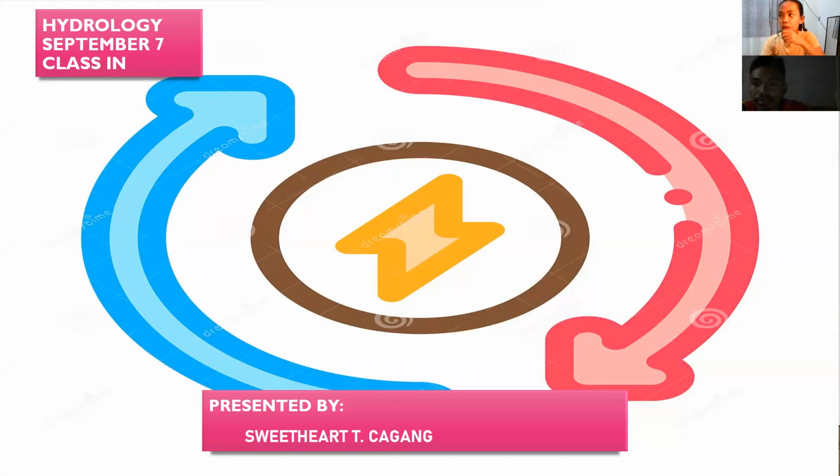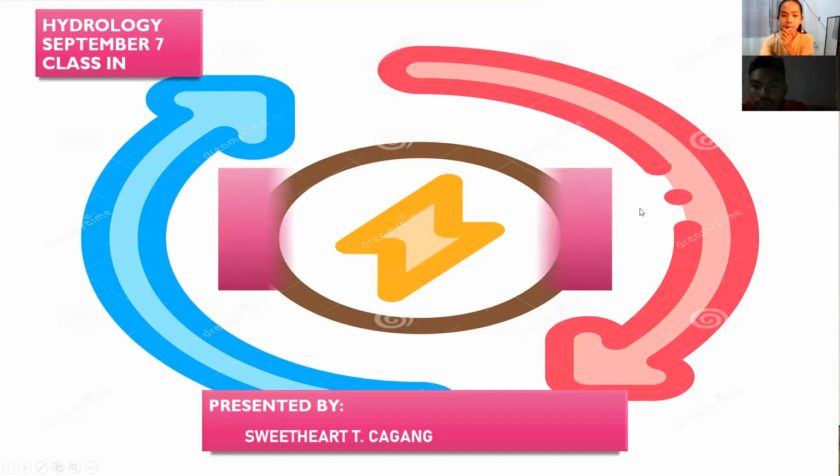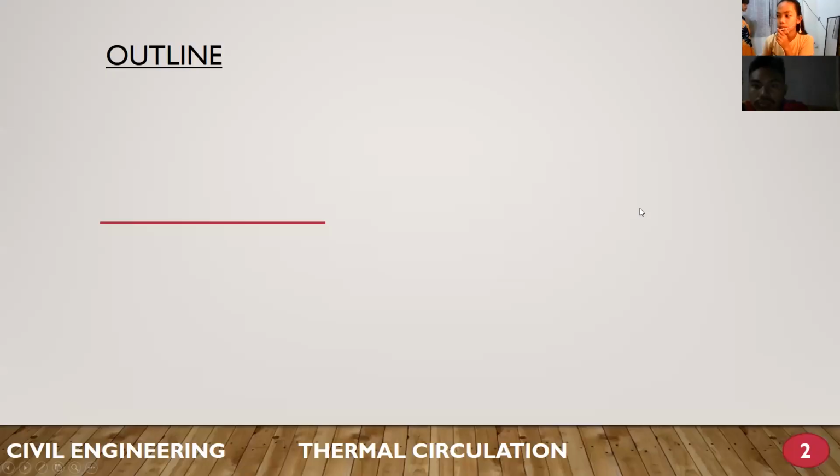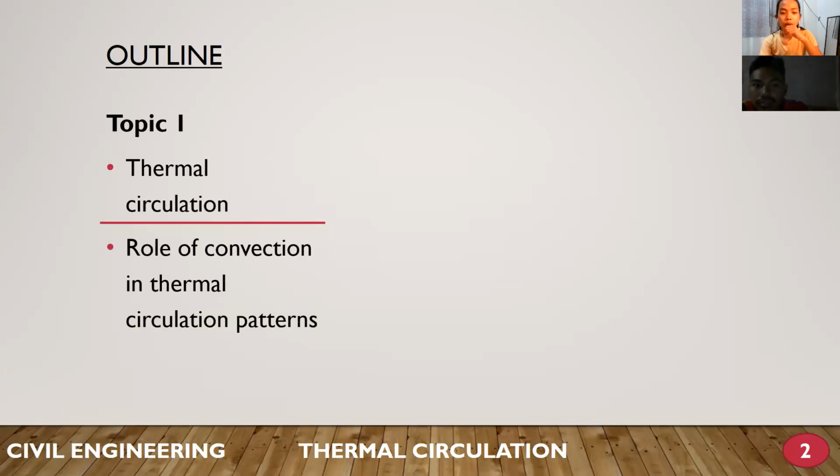So our topic is all about general circulation with the thermal circulation and Earth rotation. So first is thermal circulation. So ano po ba ang thermal circulation? Okay, what is thermal circulation? Ang topic na ko is topic 1, thermal circulation. Topic 2 is role of convection in thermal circulation patterns.